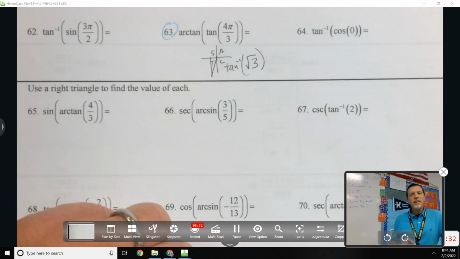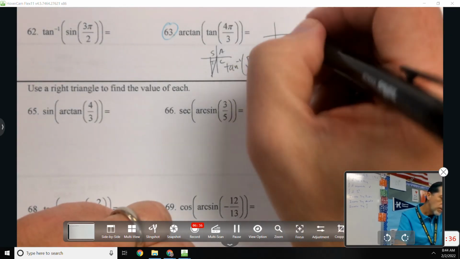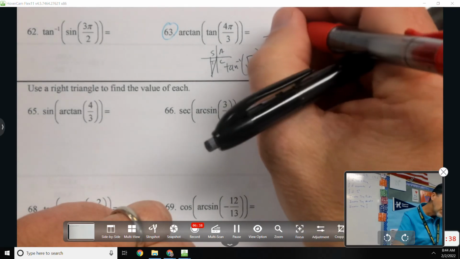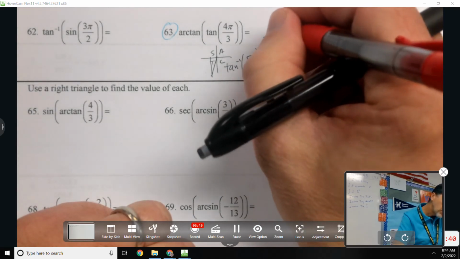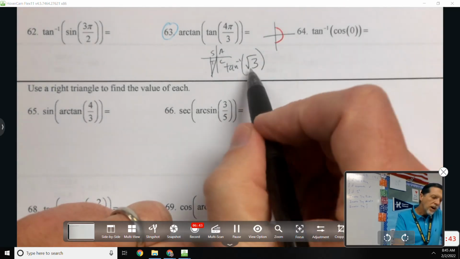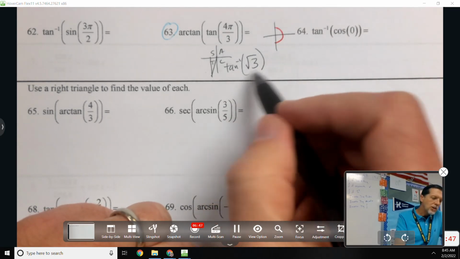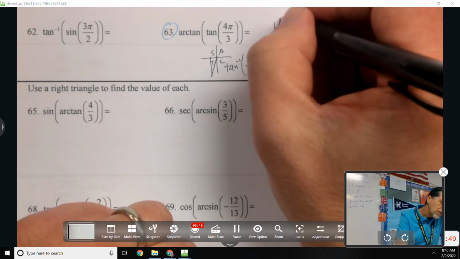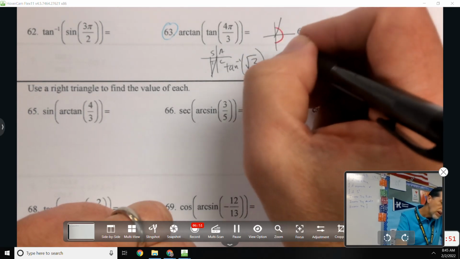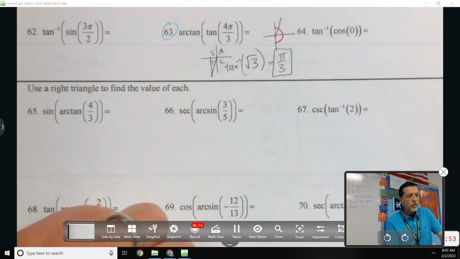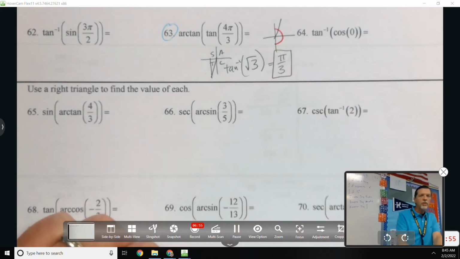And then I need the inverse tangent of square root of 3. Well, inverse tangent, I'm only allowed to look in the first or fourth quadrant. It's positive, so I know it's in the first quadrant. And the tangent 3 trick tells me that my answer is pi over 3. So I know it's over 3, and over 3 in the first quadrant would be pi over 3.